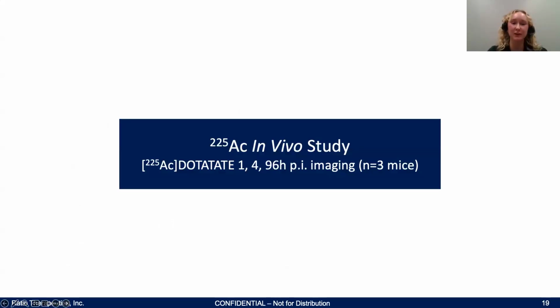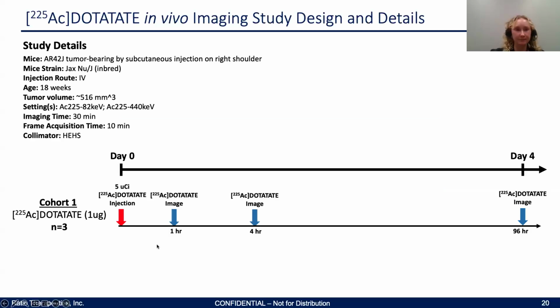Thanks, Jacob. After we had completed the system characterization, the next step was to put some actinium in live mice and do a study in vivo. This is a quick summary of the study design. It's a pretty straightforward study. We used 3 mice in this cohort that received 1 microgram mass dose and 5 microcuries of actinium-labeled dotatate. These mice, as Jacob mentioned earlier, were AR42J tumor bearing, and were imaged 1 hour, 4 hours, and then 96 hours post-injection.